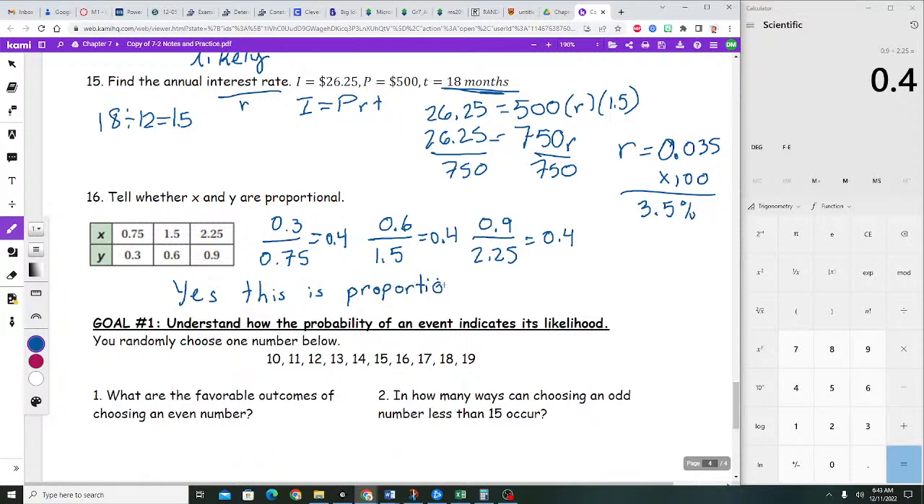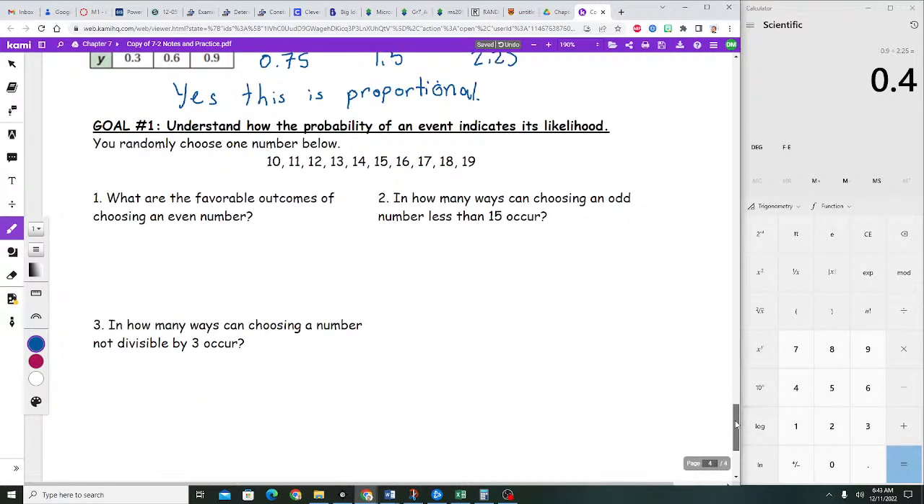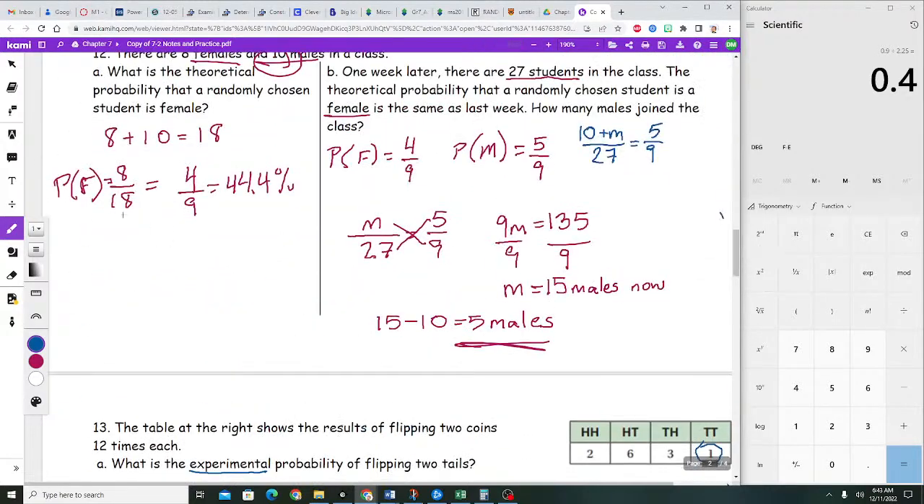All right. So I would like you to make sure you do these last five. These last five are for you to do on your own. But everything else has been done with you or for you. So hopefully you have learned along the way.